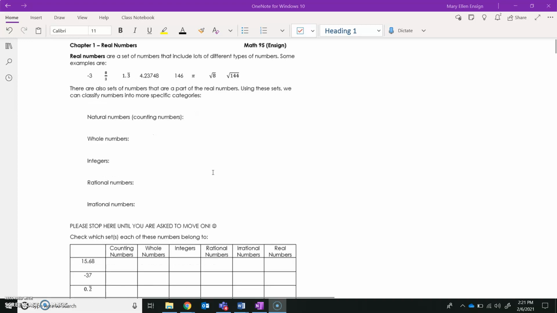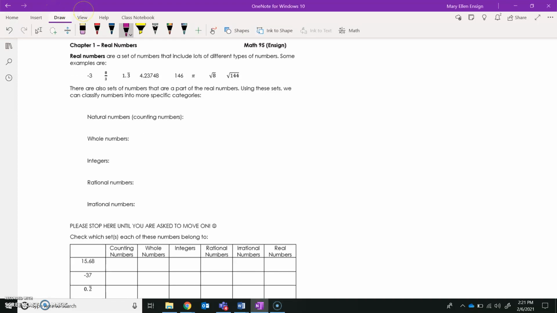So we're here talking about real numbers in Chapter 1. Real numbers are the set of numbers that basically include any number that you can probably think of. There are numbers that are considered not real numbers. They're called imaginary, and it's nothing that we'll talk about here in Math 95. I'll just mention in a few minutes what makes numbers imaginary versus real. But we have all different kinds of numbers in the real numbers: negatives, fractions, decimals, the number pi, some square roots. All of those are different kinds of numbers that are in the real numbers.